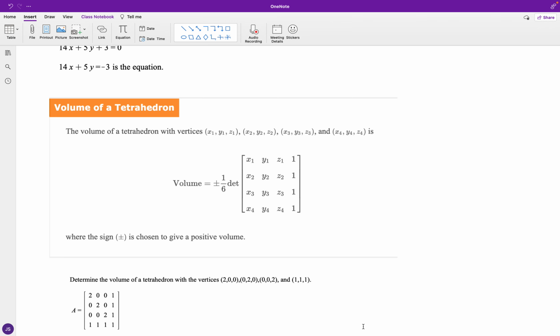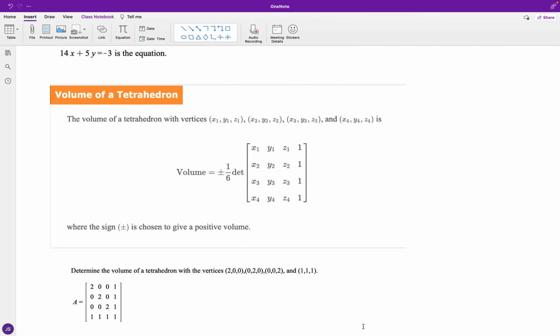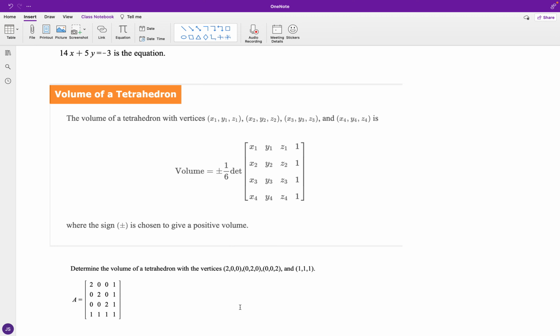Let's say you're determining the volume of a tetrahedron that has the vertices (2, 0, 0), (0, 2, 0), (0, 0, 2), and (1, 1, 1). Okay, so this is going to be your matrix. Just going at it point by point.